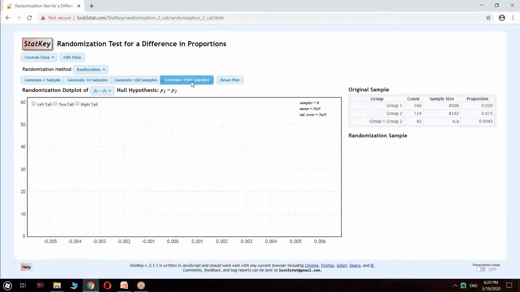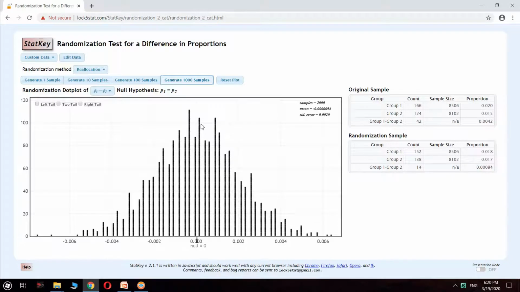Now, after that, you start generating samples, and then you need to make the decision: is this a right tail, left tail, or two tail? This is obviously a right tail because the alternative P1 is larger than P2. And then you will make sure that you have a sample statistic over here.